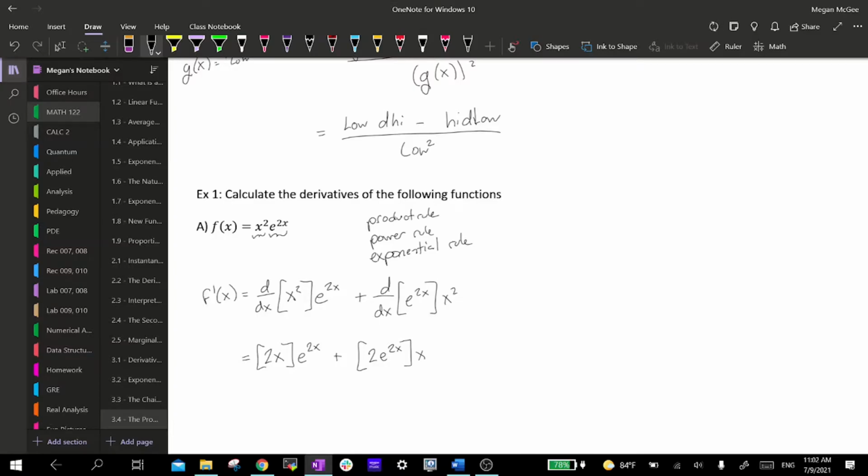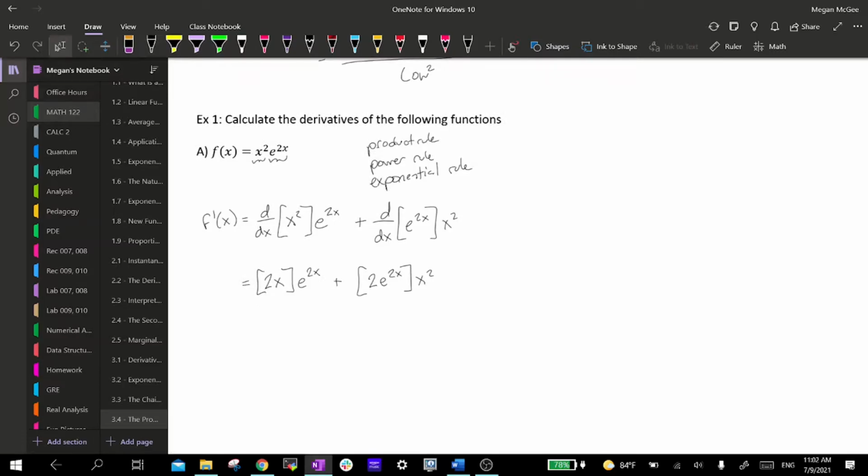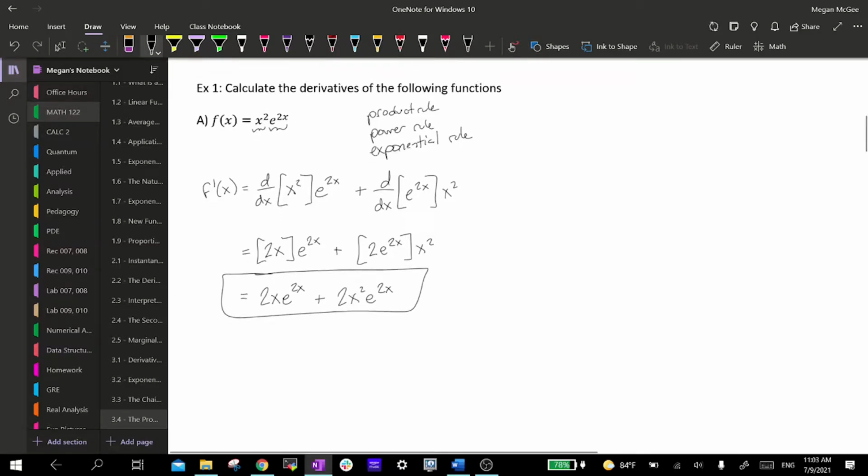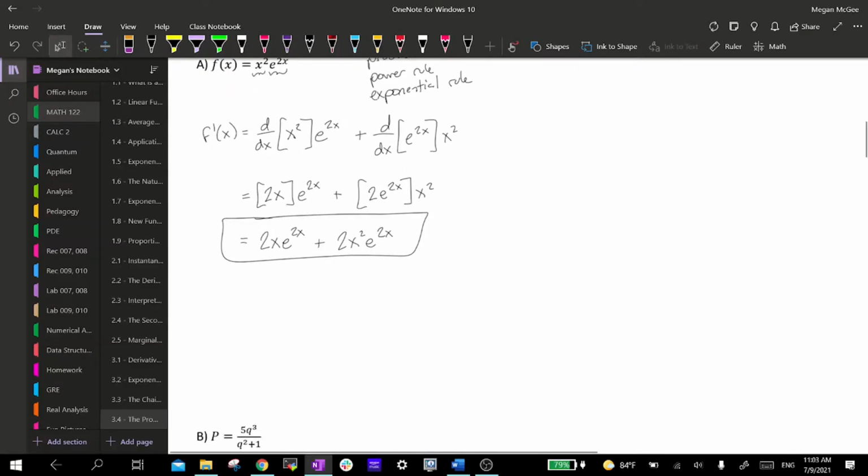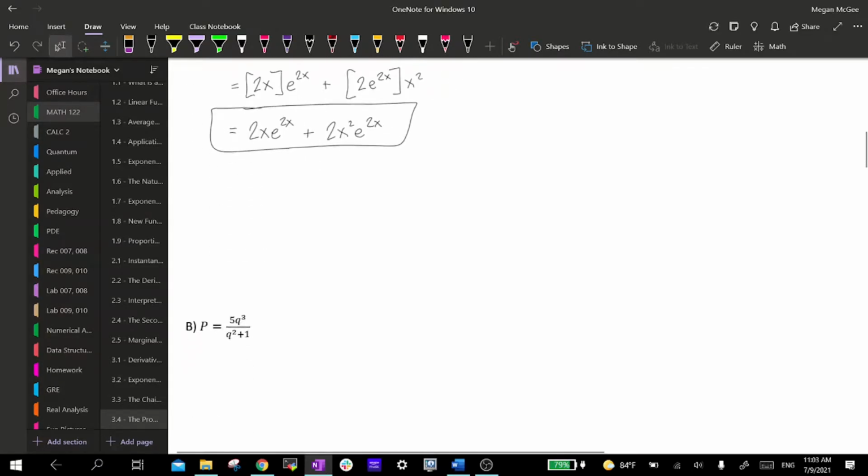And then we have this x squared over here. And then to finish up, we just like to drop those brackets. So we have 2x e to the 2x plus 2x squared e to the 2x. And that's our final derivative calculation. Alright, so that's our first application of the product rule.